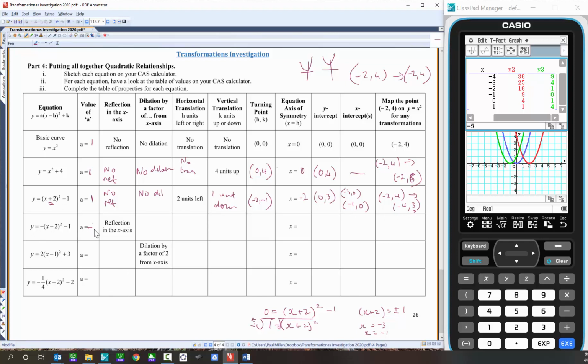Our a value this time is negative 1. What does that mean? It means that this negative sign here will reflect it in the x-axis. There's still no dilation.